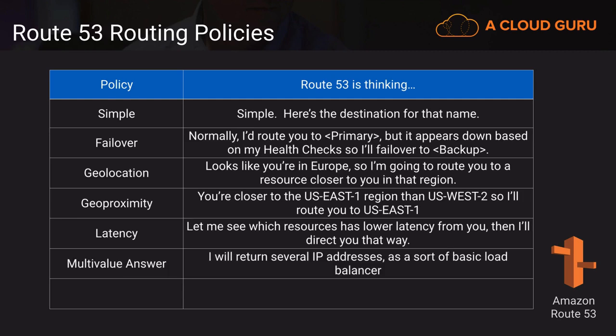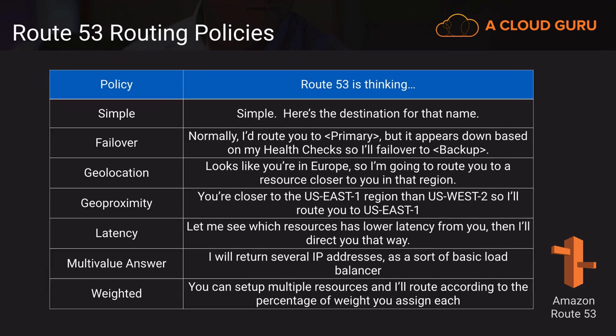Then we have multi-value answer, and this is where Route 53 can return several addresses. It's kind of like a sort of basic load balancer. Then we have the weighted policy. And Route 53 allows us to set up multiple resources, and we can assign a weight, and it will distribute the traffic based on that weight.